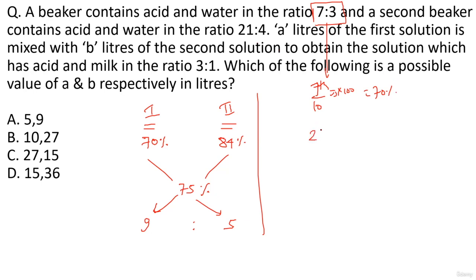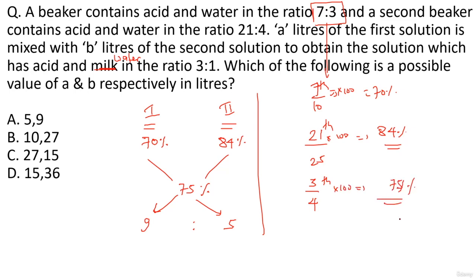21 is to 4 means 21 upon 21 plus 4, which is 25. 21 by 25th part of the solution is going to be acid, multiplied by 100 for percentage, you get 84%, right? And on mixing, you obtain the solution which has acid and water in the ratio 3 to 1. Yeah, I have a typo. I'm so sorry about this. It is water. Okay, this is 3 to 1. 3 to 1 means 3 out of 4th of the solution is basically acid. 3 out of 4th is nothing but 75%, right?